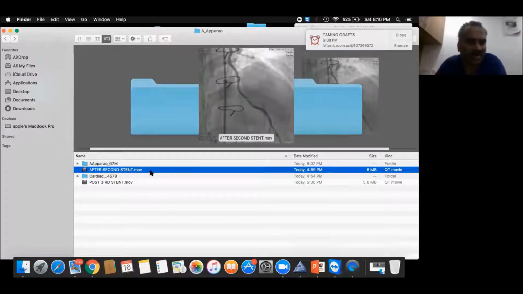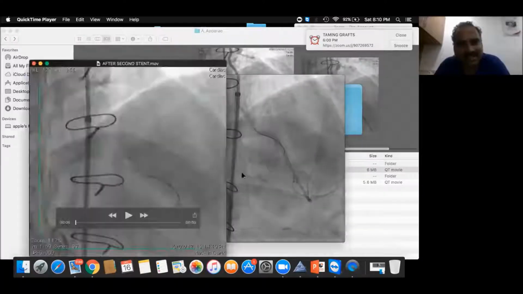This is an accordion effect. When you stent with a shorter stent, not covering all the loops, the loop will shift proximally, and it gives a kind of concertina at the edge of the stent. So then I kept a second stent.